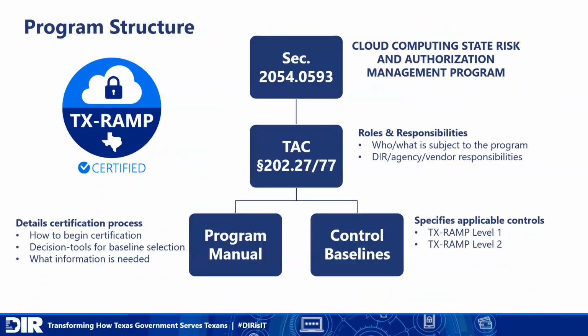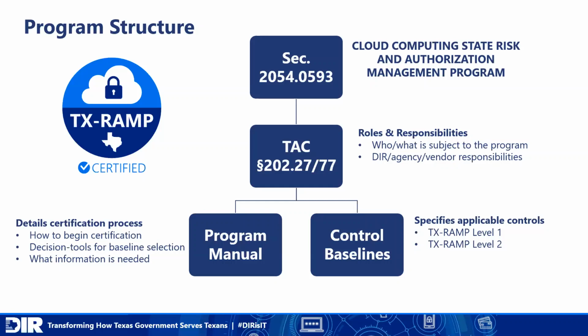So the overall program structure, again, just reiterating, Government Code Section 2054.0593 is what was established through Senate Bill 475, and that's really the broadest level of what this program is supposed to entail. And there it charges DIR with creating a rule around it as well, which we have obtained board approval, and that should be published to the SOS site shortly after it's been approved already. And that really just dictates the higher level requirements.